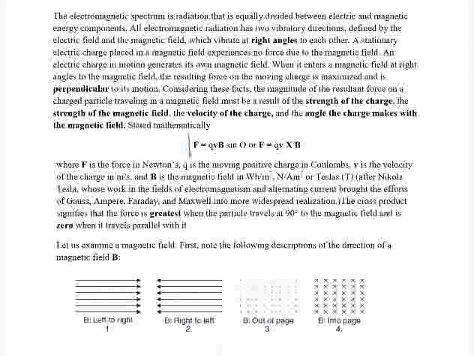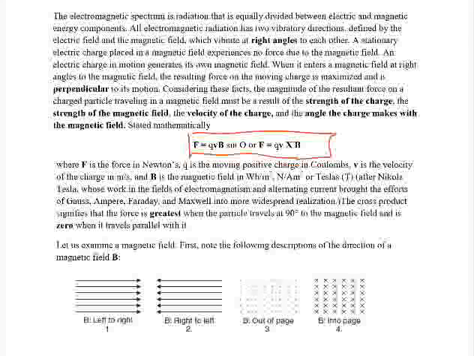As you see, F is equal to Q V B sine theta, and this becomes 0, F becomes 0, where theta is equal to 0 degrees, because sine 0 is 0. That means the velocity and the magnetic field are parallel. And F is equal to Q V B where theta is equal to 90 degrees. That means the force is maximum when theta is equal to 90 degrees.